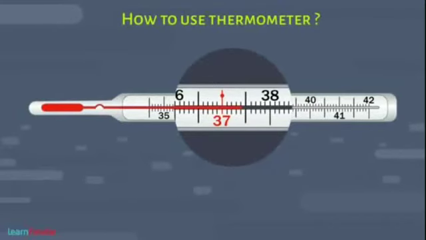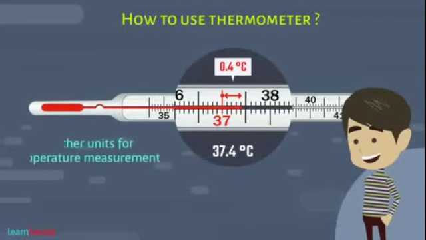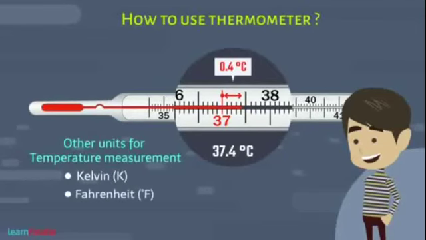Just now you have identified your body temperature. Here is a sample value which is showing 37 degrees Celsius and 0.4 degrees Celsius, that is 37.4 degrees Celsius. For temperature measurement, there are units other than Celsius, such as Kelvin and Fahrenheit. Their scales also vary from that of the Celsius scale.